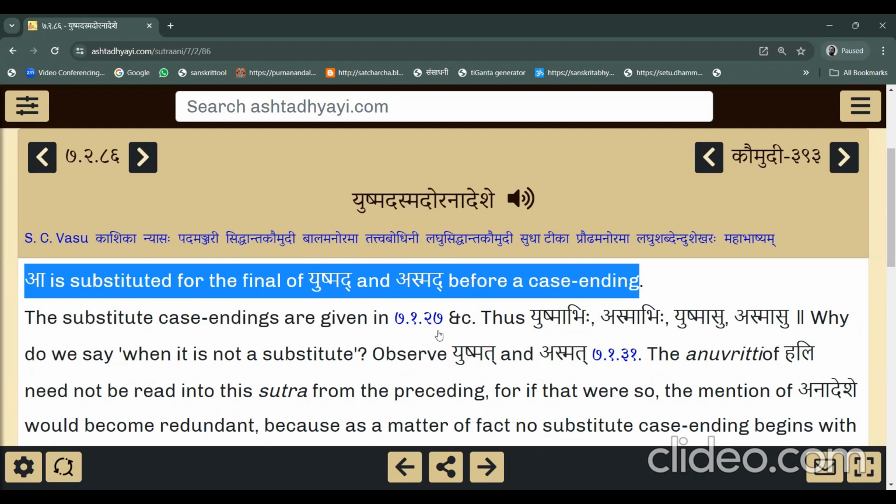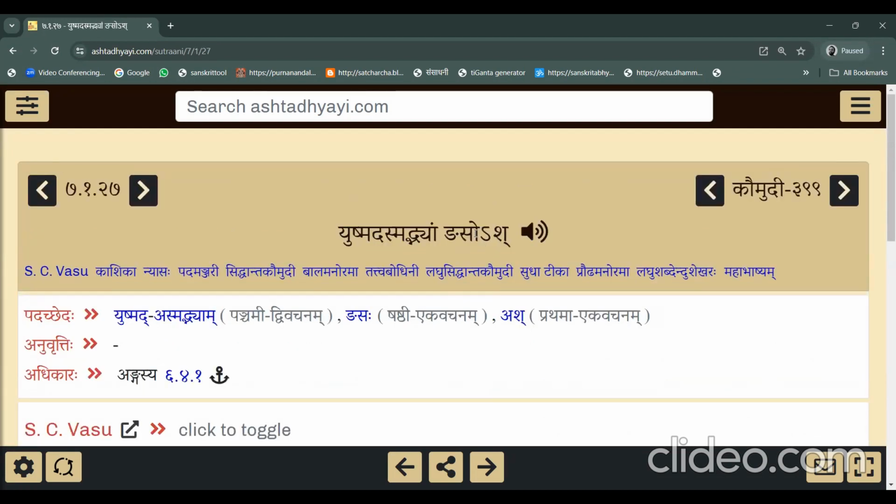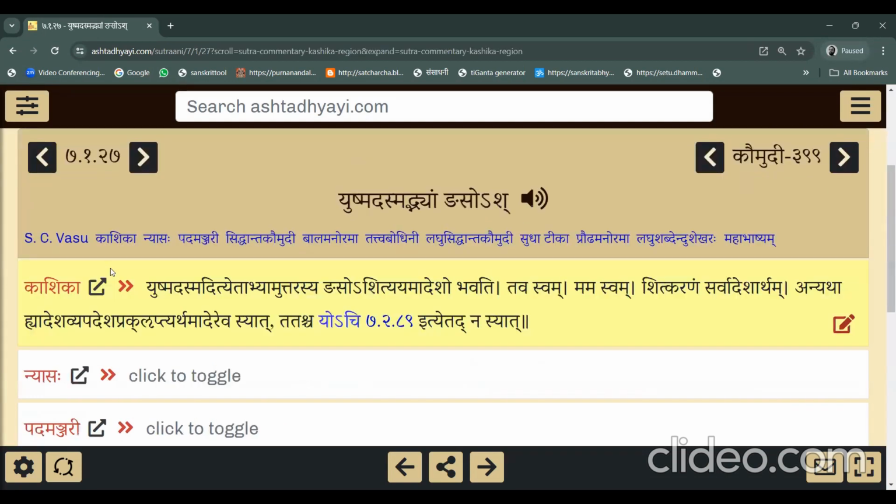The substitute case endings are given in 7.1.27. What is 7.1.27? There the Adesha happens for Yushmad and Asmad. Nas will be replaced by Ash: Yushmad asmad iti etabhyam uttarasya Nas, and Nas will be replaced by Ash, in the Shashti Vibhakti. Ash iti ayam adesha bhavataha.